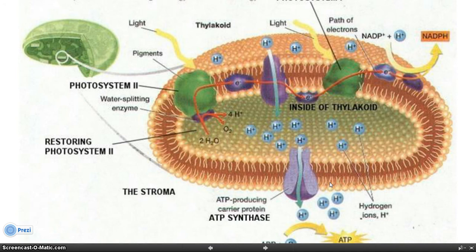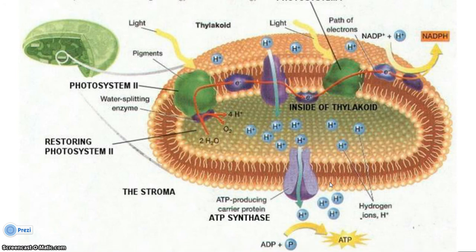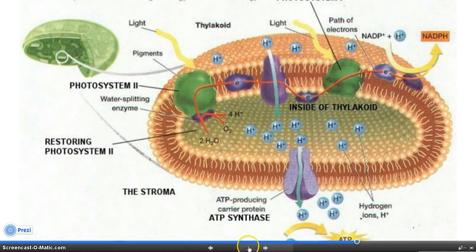So if we sum up stage number 1, the light-dependent reactions. Chlorophyll, which is the primary pigment, absorbs the light energy. Water is split and broken down. Hydrogen accumulates in the thylakoid membrane. Oxygen gets released, and that hydrogen builds up a gradient, which then provides the energy to create ATP and NADPH.